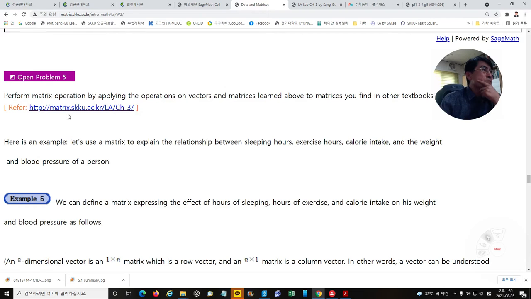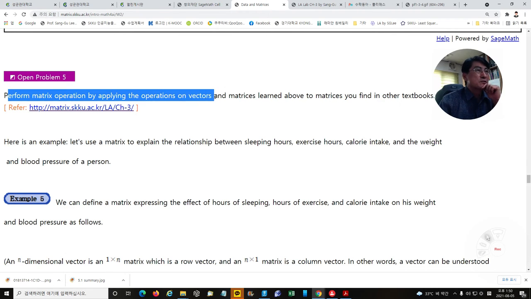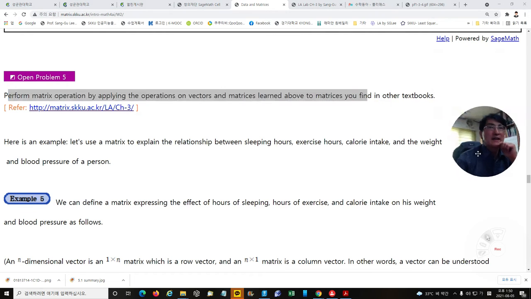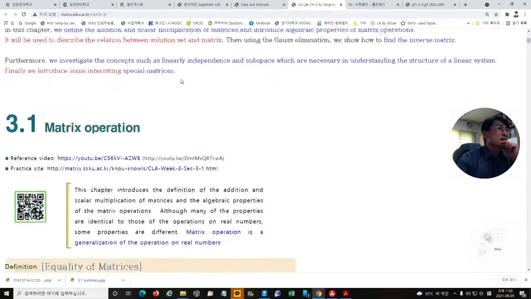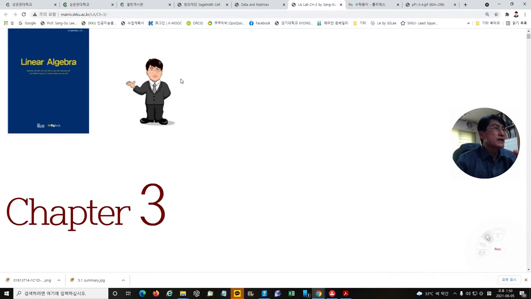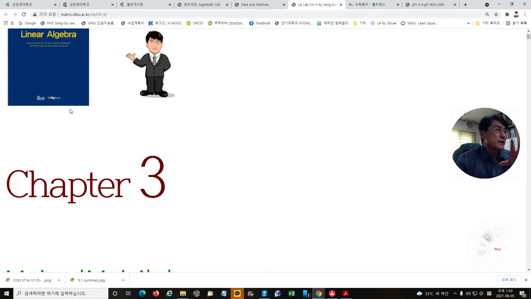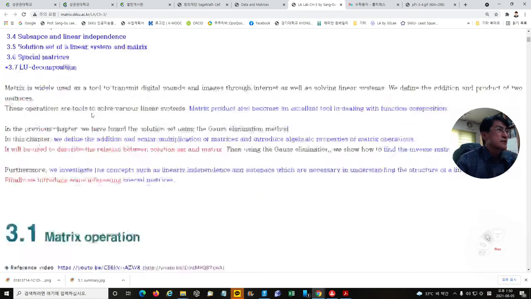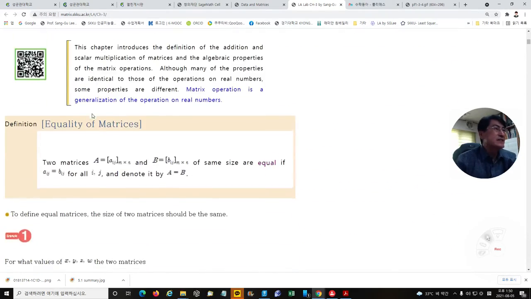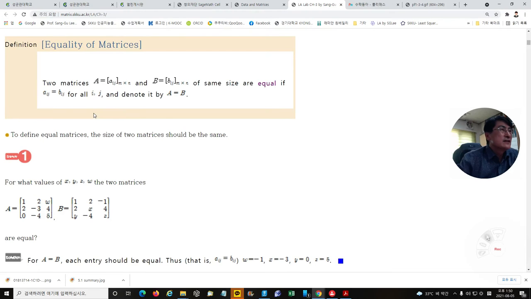Here is the open problem. Perform matrix operations by applying the operations on vectors and matrices learned above to matrices you find in another textbook, which can be found here. This is the linear algebra book that I wrote for free. So you can download this free linear algebra book. In here, you will see in full detail what we covered today.